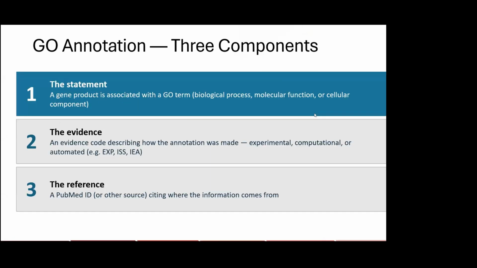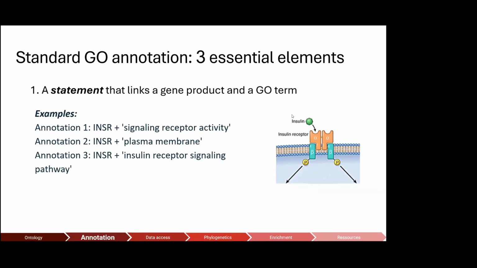So a Go annotation is always made of three components. There is a statement, which is the association of a gene product with a Go term. There is always an evidence, represented by an evidence code that I will explain in more detail, and the reference. So the statement links a gene product to a Go term.